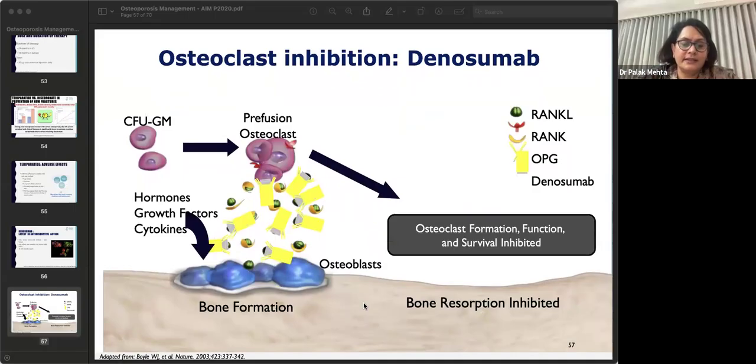So as you can see here, this yellow thing is the denosumab. This is the RANK ligand, which is green in color, and it attaches to this RANK ligand and reduces the activity of the osteoclast. So in that way, the bone resorption is inhibited. Next slide, please.